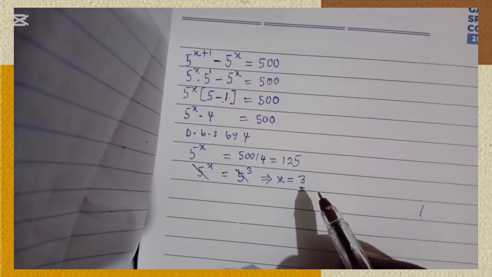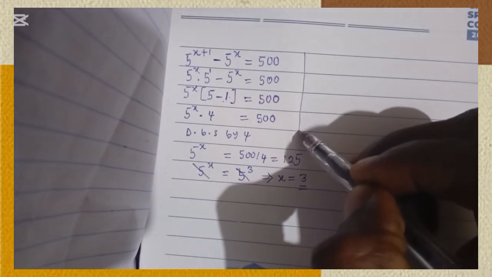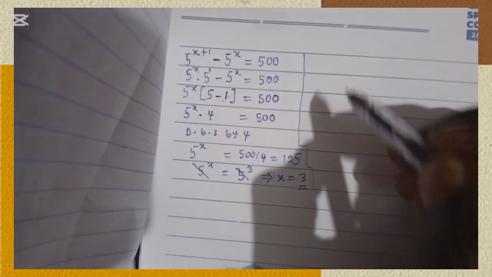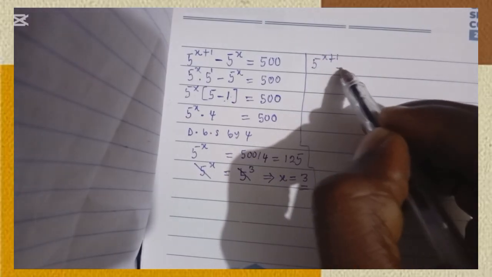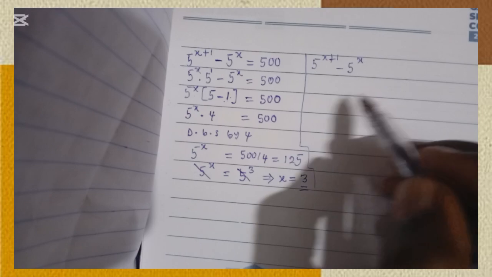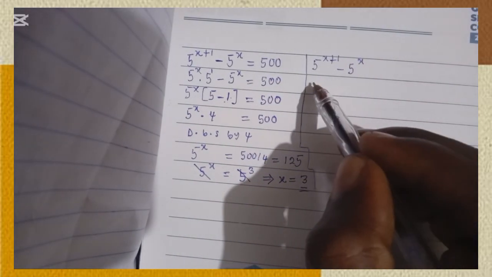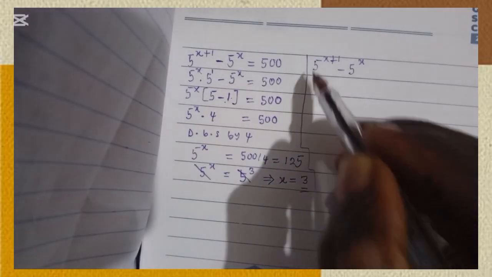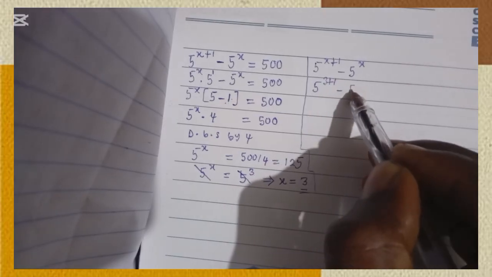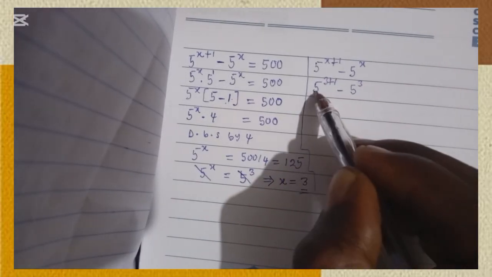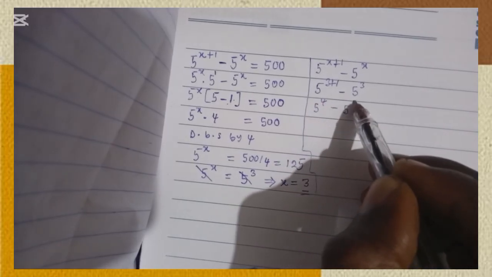But just in case you're in doubt and you want to find out if the answer is correct, we can simply do that here. The original expression we have is 5 raised to the power of x plus 1 minus 5 raised to the power of x. We want to find out if we'll get 500 when we substitute the value of x into this simple expression. So let's do that. So 5 raised to the power of x, so that will be 3 plus 1, okay, minus 5 raised to the power of 3. 5 raised to the power of 3 plus 1, that will be 5 raised to the power of 4 minus 5 raised to the power of 3.